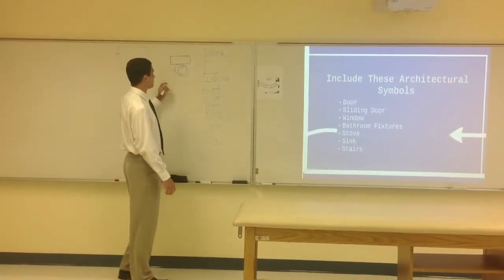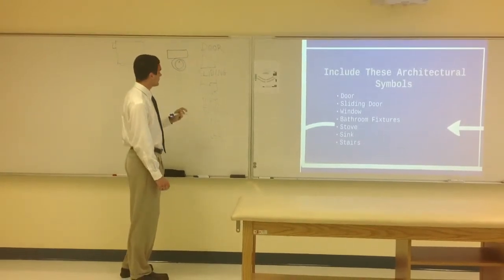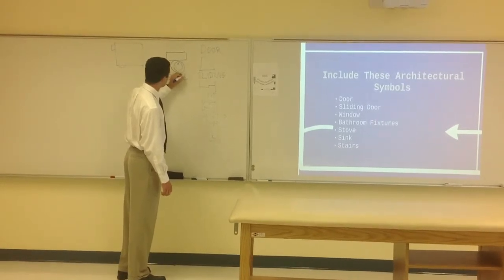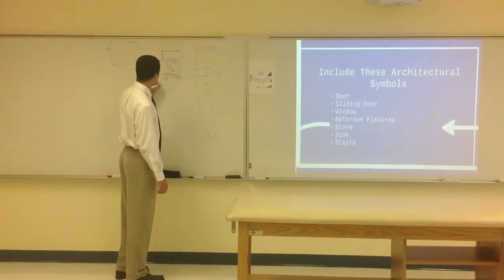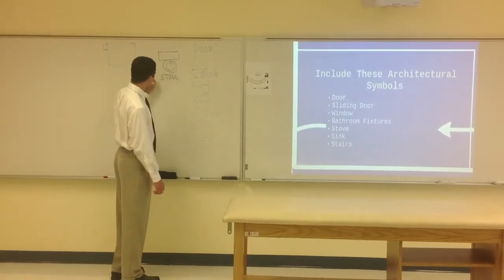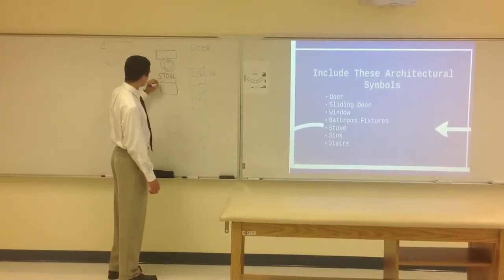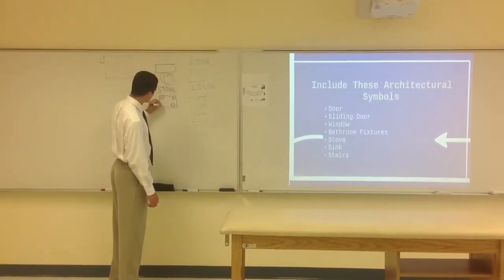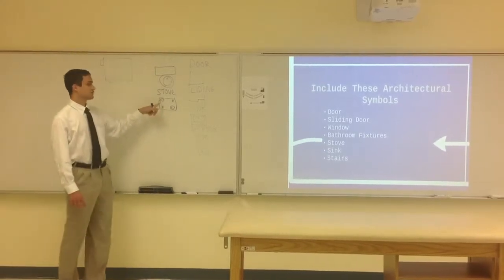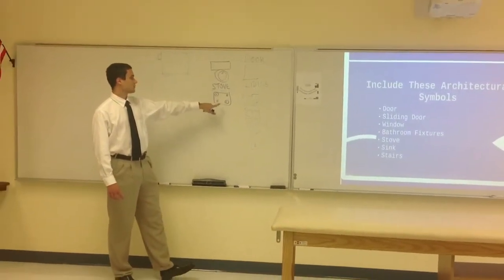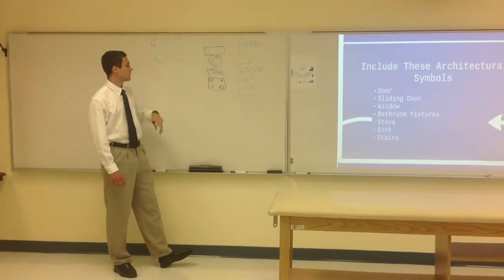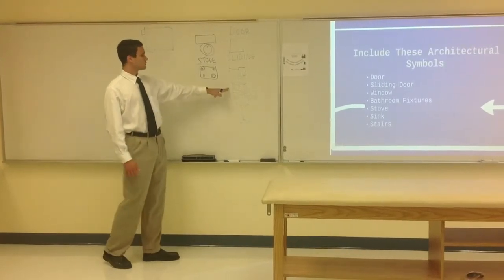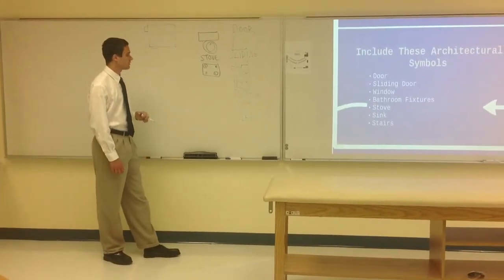Alright, for the kitchen, you're going to have a stove and a sink. So the stove would look something very close to this. You have two large ones right over here in the opposite corners and two small swirls in the other opposite corners. Alright, you're also going to have a sink, which will be the same as this sink right over here that I used in the bathroom.